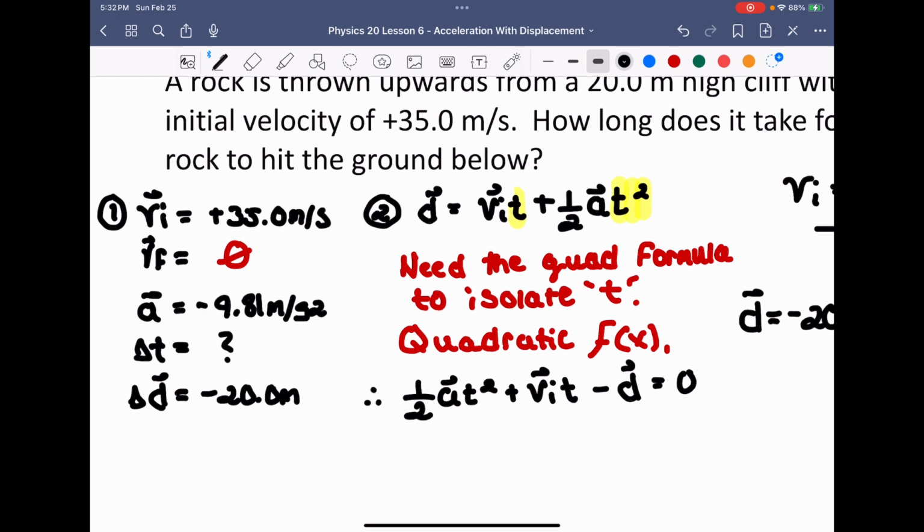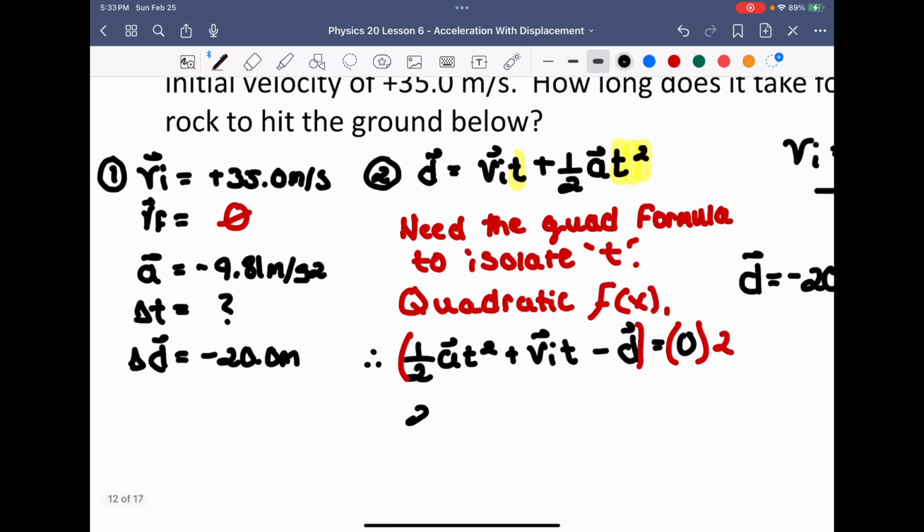Because in order to put it into the quadratic formula, we have to have some sort of AX squared plus BX plus C equal to 0. And so in this case we do. What I might do is just multiply everything by 2 on both sides, and that's going to allow me to get rid of that fraction. So when I multiply everything by 2, I get the following: acceleration times t squared plus 2 times ViT minus 2d is equal to 0.